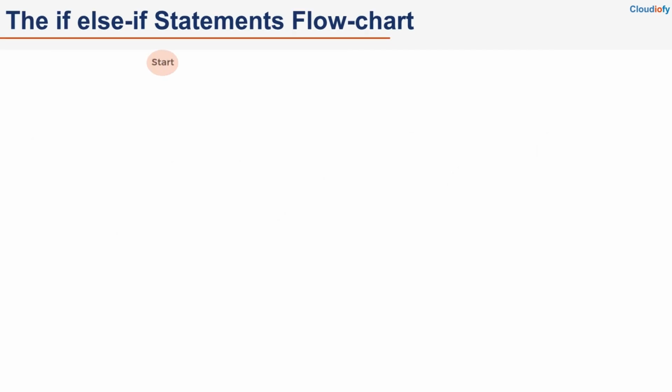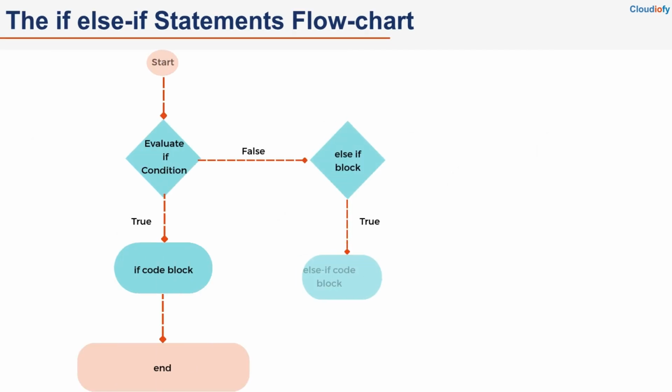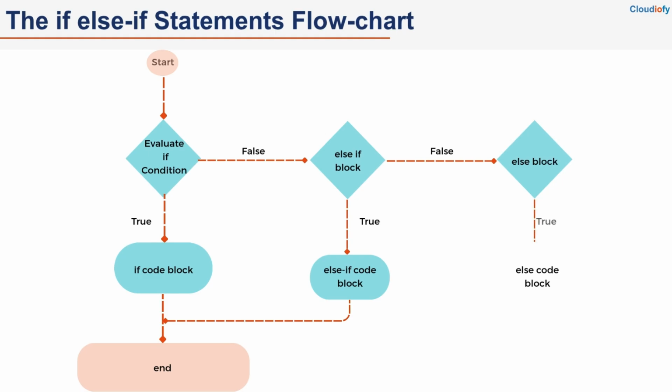Now let's understand this through a flowchart. We evaluate the first condition. If it's true, the first block runs. If not, we check the second condition. If that's also false, the else block runs.